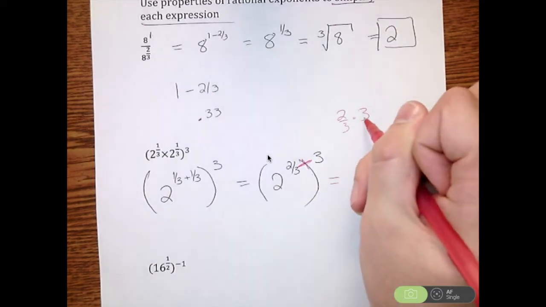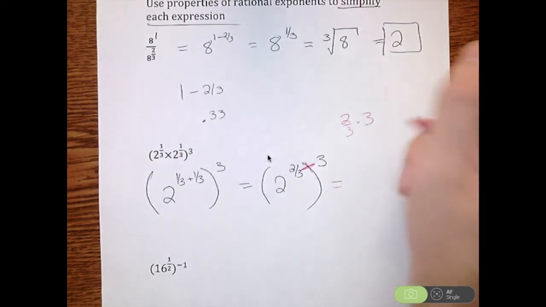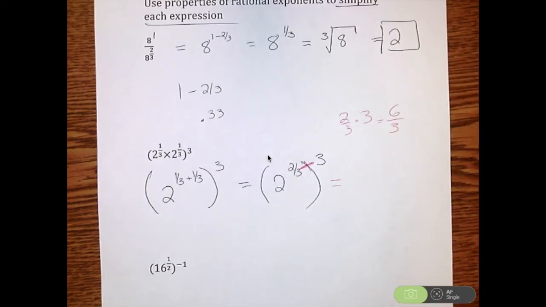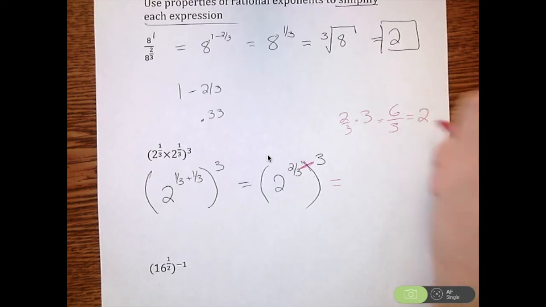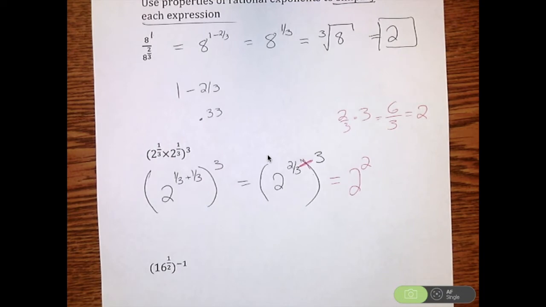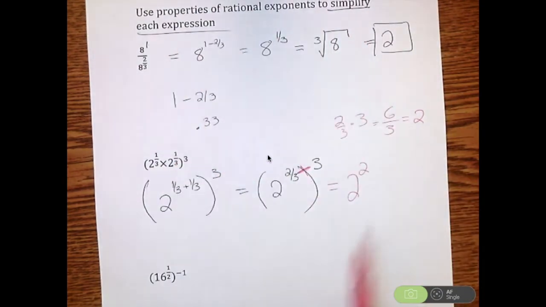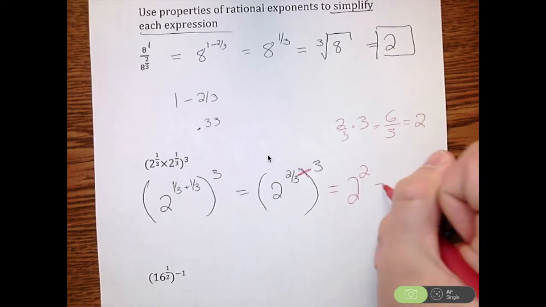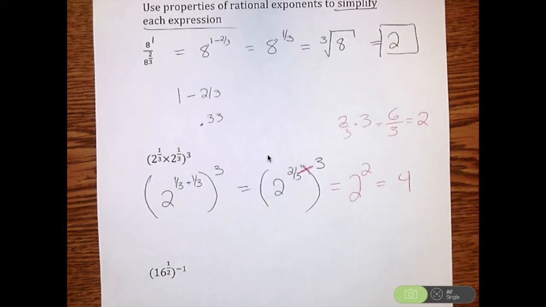So what's going to happen there is you're going to multiply the top. So 2 times 3 is 6. Bottom stays the same. So it has 6 over 3, which you should know 6 divided by 3 is 2. So what I end up with there is 2 squared. Now again, we want to make sure we're completely simplified. So I have 2 squared here, which is 4.